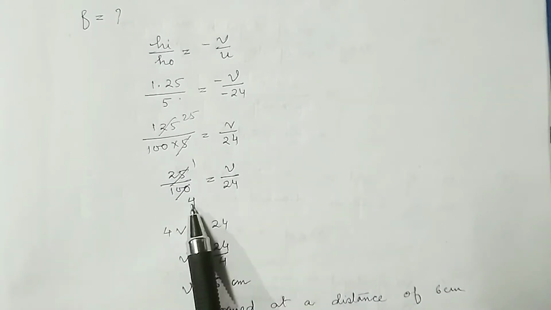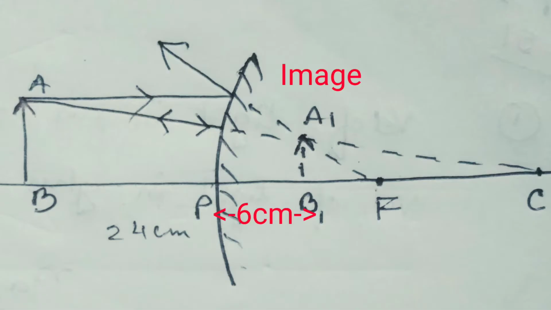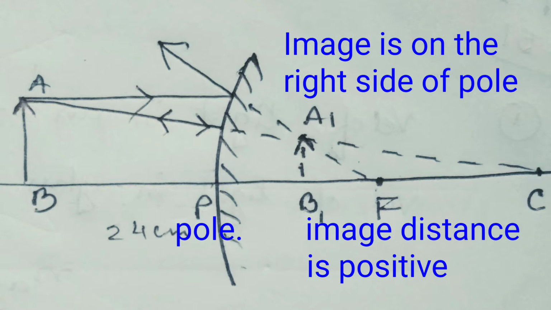So 4v equals 24. So v equals 24 by 4. That means v equals 6 centimeter. Here v is positive. That means the image is formed at a distance of 6 centimeter behind the mirror. Since it is positive, it must be on the right hand side. And as you can see, this is the image. The image is formed on the right hand side. Here also we got positive, and as per the figure also it should be positive.